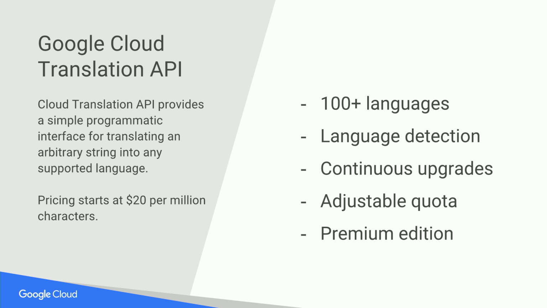The model is being consistently upgraded by Google, so it's constantly getting better. You start with a maximum quota in terms of the number of characters that you can spend, but you can easily adjust this up if you do large amounts of translation. And as I noted, there's a premium edition, and the premium edition is less for translating phrases and short quantities of text, and rather for translating large blocks of text. And it is able to use the context throughout the block to do sort of better narrative translation. Pricing here starts at $20 per million characters translated.